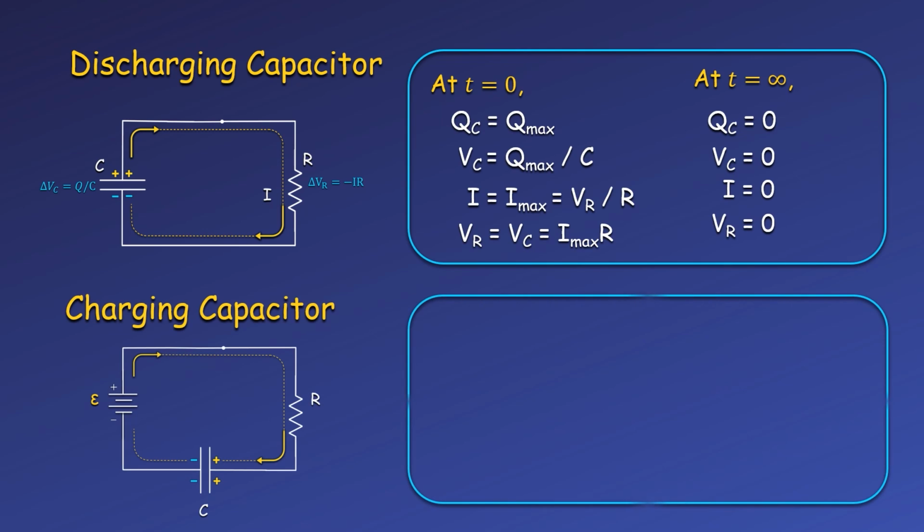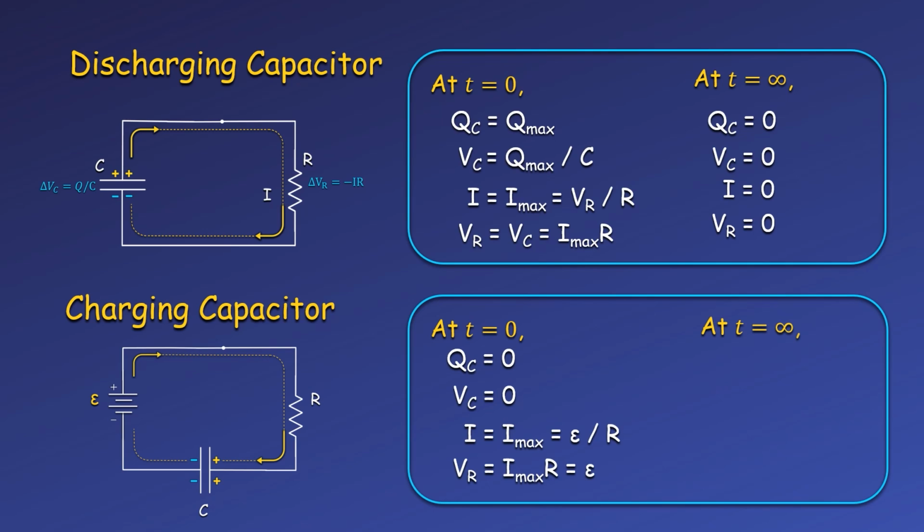Now for a charging capacitor. The moment we close the switch, the capacitor is still uncharged, so there is no voltage across the capacitor. The potential difference due to the battery is at its greatest, so the current is maximum. Since there is no voltage across the capacitor, the entire voltage of the battery must be dropped across the resistor. So we can find the current by taking the EMF, or the battery voltage, divided by the resistance. And we could rearrange this and write the voltage across the resistor as the current times the resistance. And again, this is just equal to the EMF.